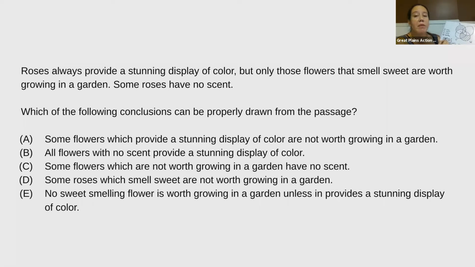But only those flowers that smell sweet are worth growing in the garden. So all the flowers that are worth growing in the garden smell sweet. So all W are S. So all roses are colorful. All flowers that are worthy of growing in the garden smell sweet. And then we have the last sentence: some roses have no scent. So we have some R are not S. We're translating having no scent as not being within the category of sweet.